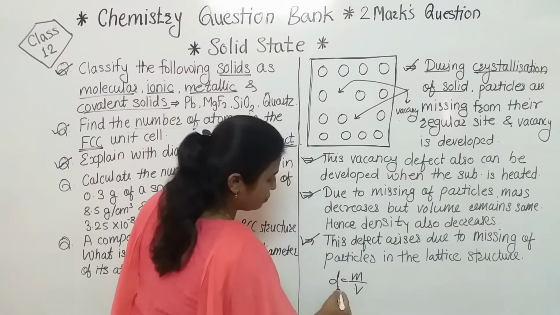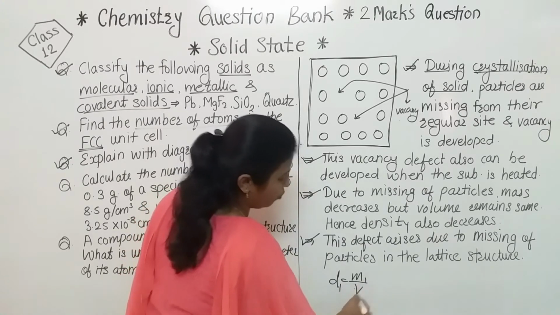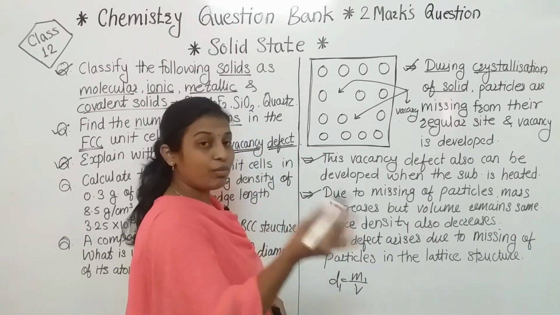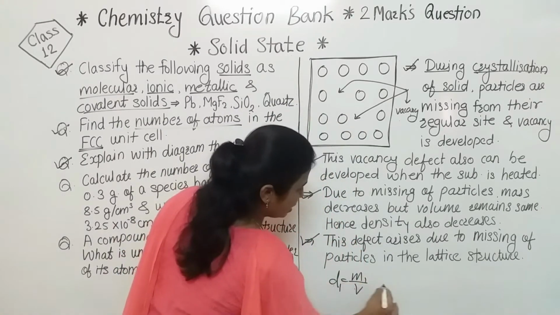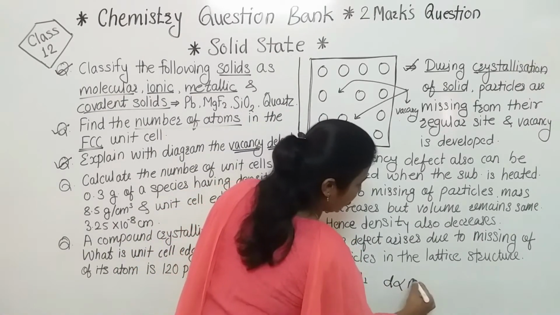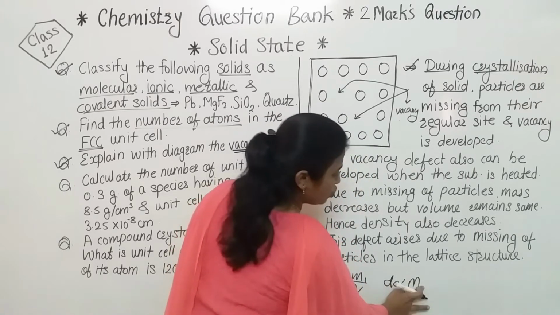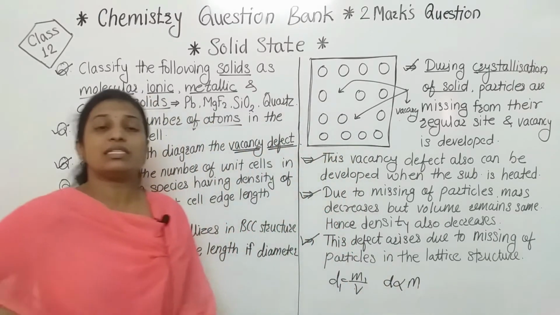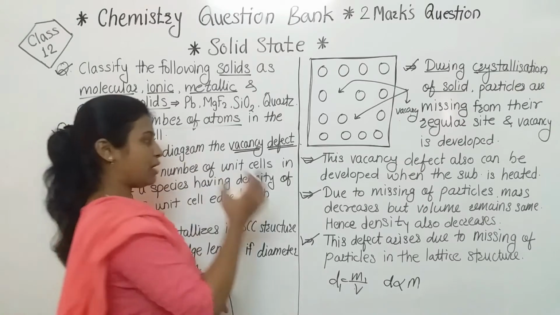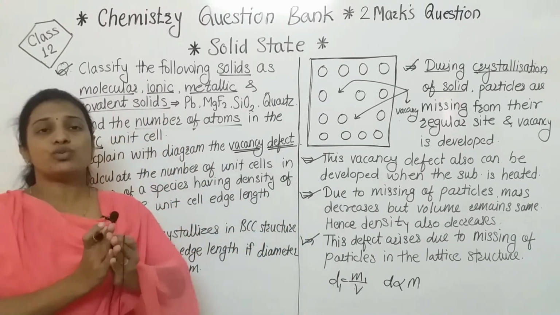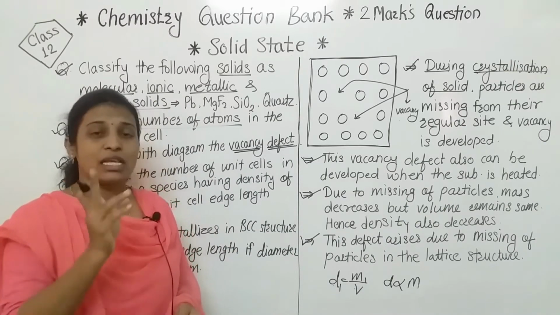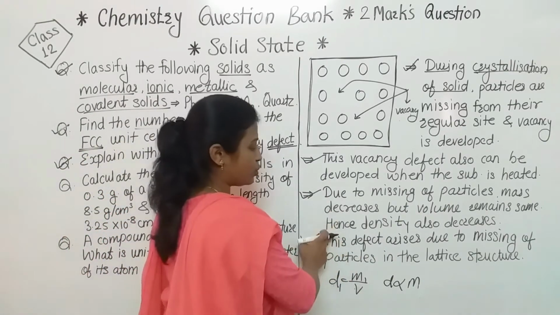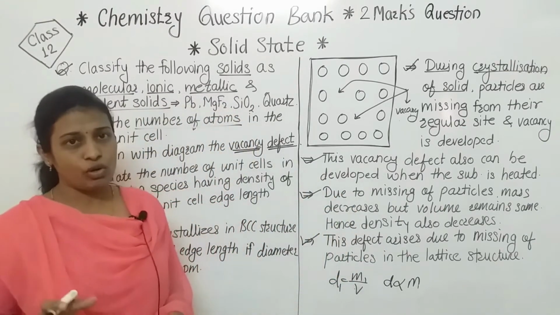As we know, density is equal to mass upon volume. Volume remains the same. If we consider previously d1 and m1, the volume remains the same after the particle goes missing. So here we can say that density is directly proportional to mass. So if mass decreases, density also decreases. And the last point we have to write: due to missing of the particles, the mass of the solid decreases, the volume remains the same, and that's why its density also decreases.